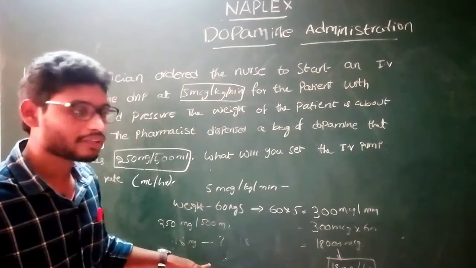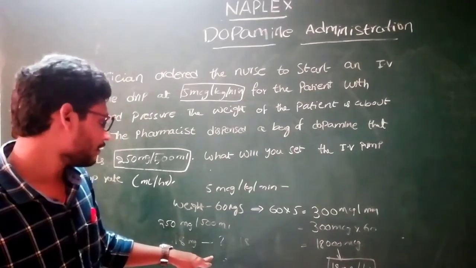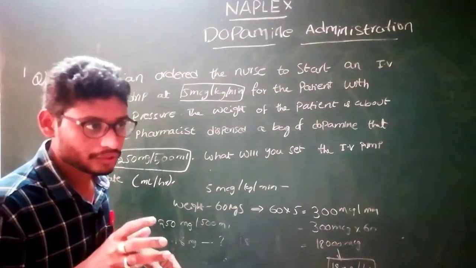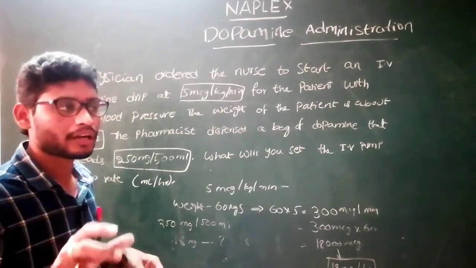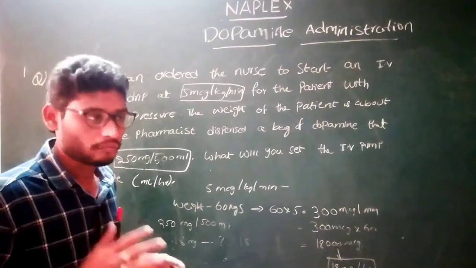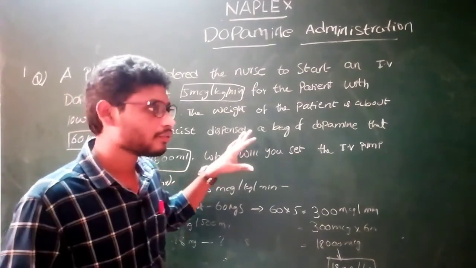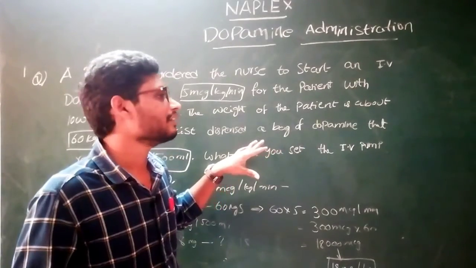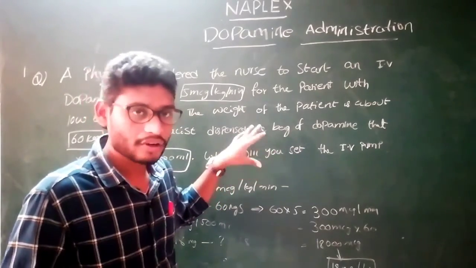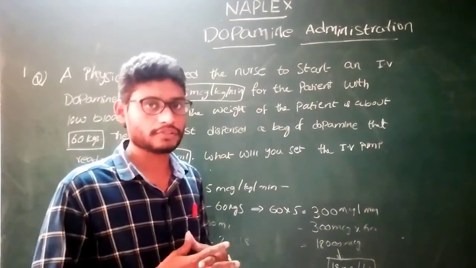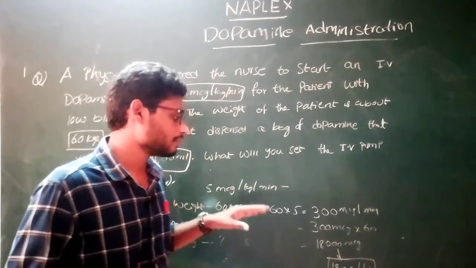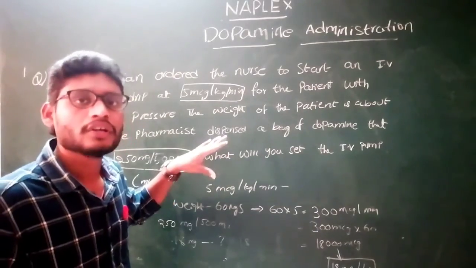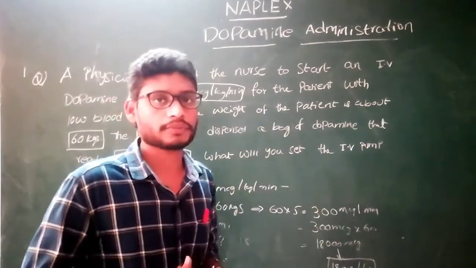So whatever amount of fluid you get after the calculation is the total amount of fluid to be administered by IV infusion for an hour. So like this you have to solve the problems, and it is a very important concept that has been asked many times in NAPLEX examinations. Okay, so try to solve the problem and try to understand the concept. Okay, thank you.